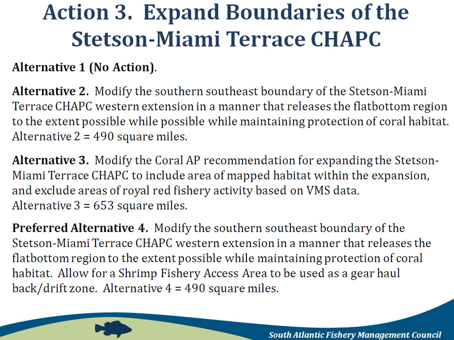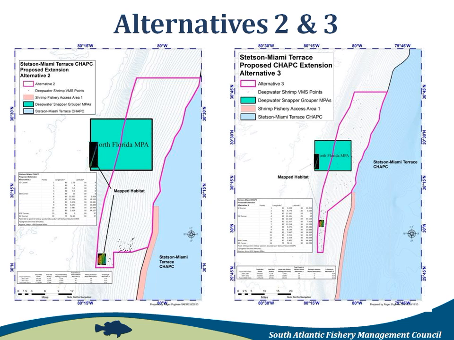Under Preferred Alternative 4, this is similar to Alternative 2 in scale, but with the inclusion of a shrimp fishery access area, which would be used as a gear, haulback, and drift zone. This was developed during the Deepwater Shrimp Advisory Panel meeting in May of 2013, and like Alternative 2, this alternative would add 490 square miles to the existing HAPC.